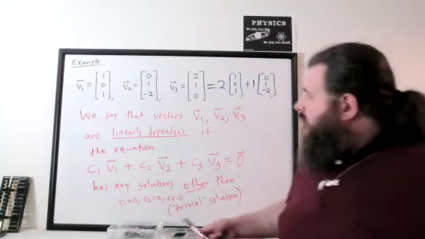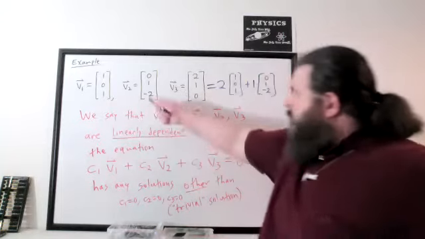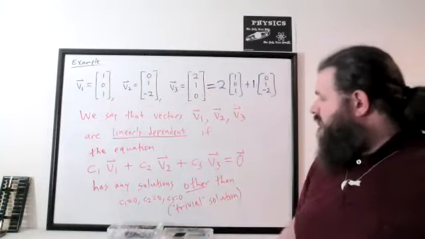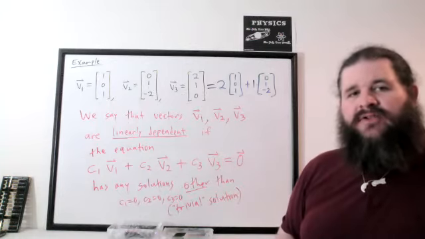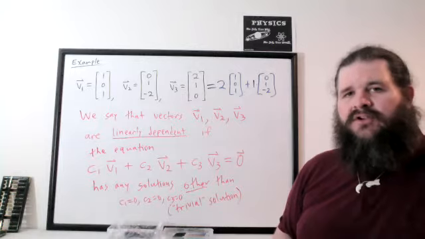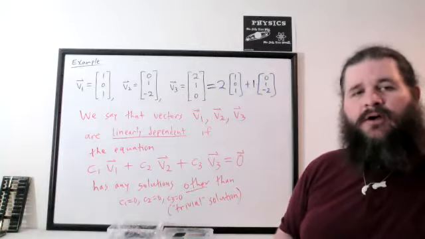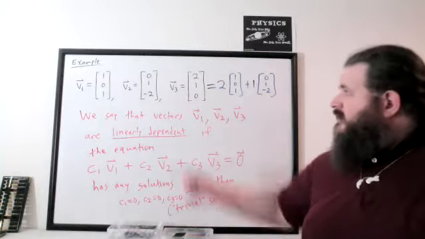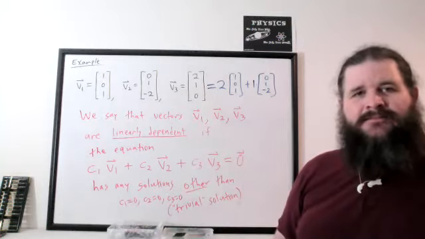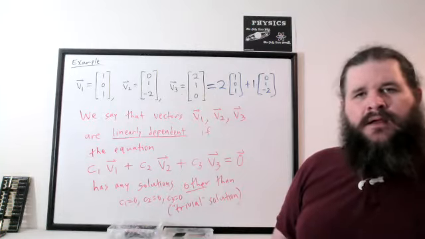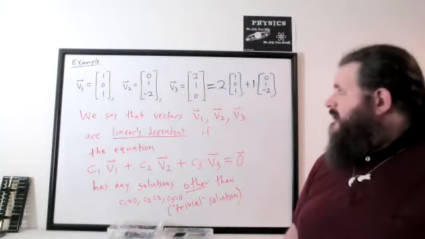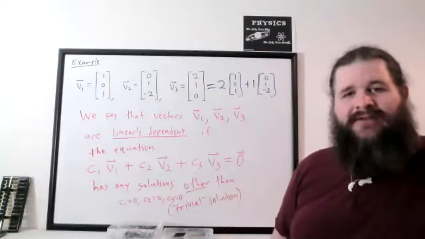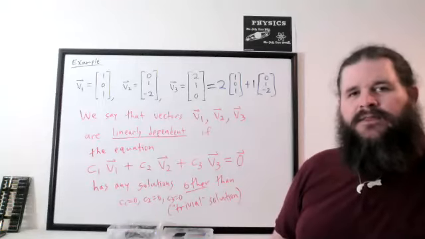Like in this case, we found that if you take 2 times this vector plus 1 times this vector plus -1 times this vector, those really do add up to the 0 vector. That's a non-trivial solution, non-zero C values, or C values that are not all 0. So that means that these 3 vectors are linearly dependent. In other words, more conceptually, one of them isn't really needed. We can leave out one of these vectors and the other 2 still have all the information we need. That's really the key here.